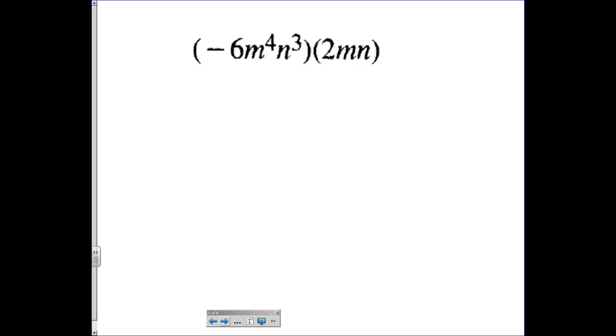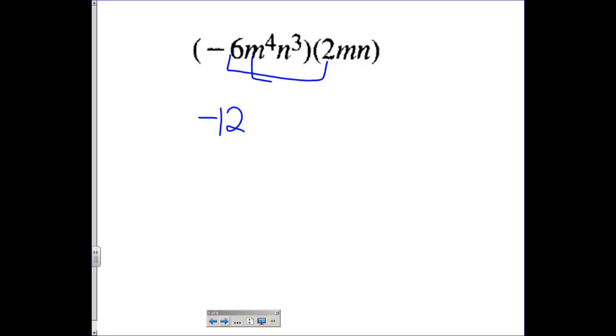For this example, we still have two things that are being multiplied together. The only difference is we have multiple factors inside of each one. We're still going to multiply the coefficients here first, which will be a negative 6 times 2, which is going to be a negative 12.